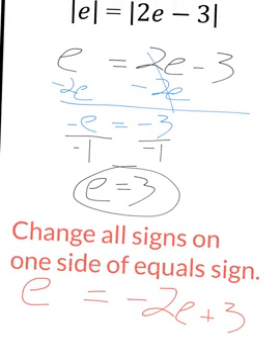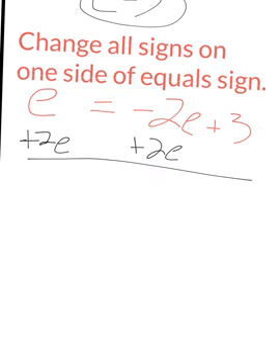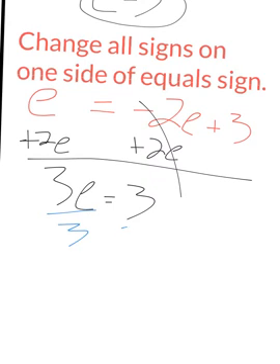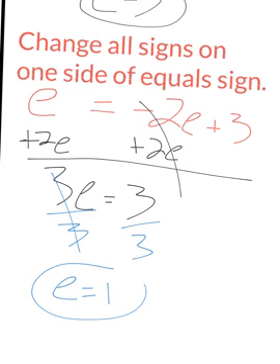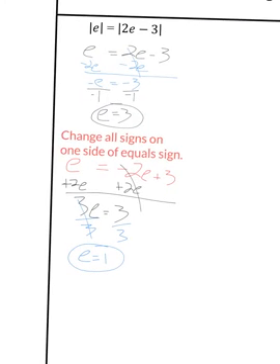All right? And now on the one where I change the signs, I can add 2e to the other side and make this a plus sign. And so that cancels it there. So I have 3e equals positive 3. And so I need to divide by 3. And I get e equals positive 1. And that's basically all there is to it.